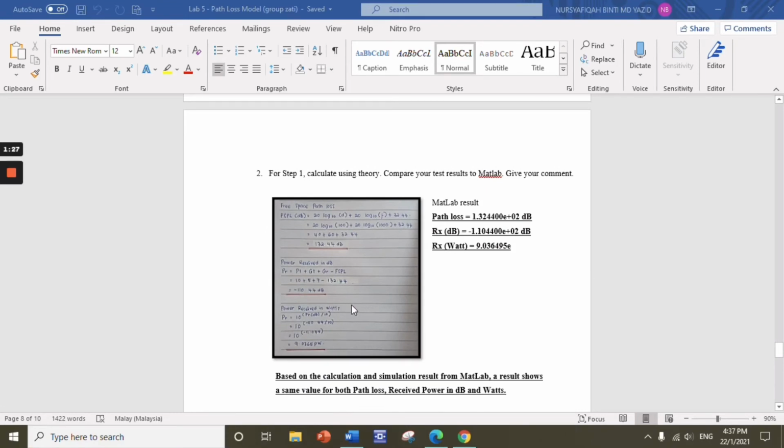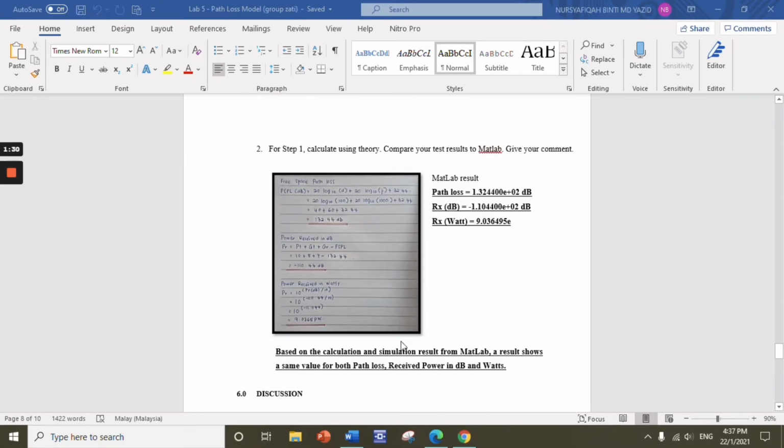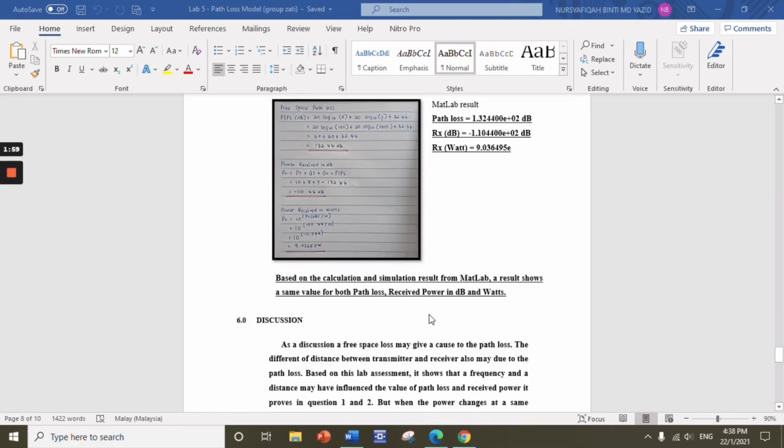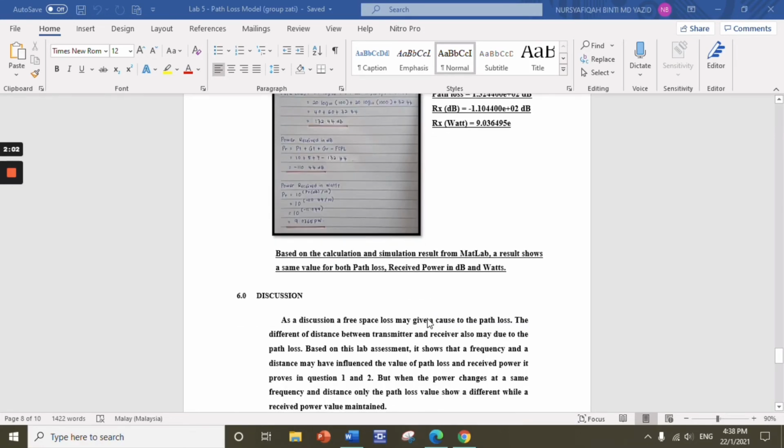For question 2, we need to compare the test result to MATLAB. So this is the MATLAB result. We got the path loss is 1.32 dB. The Rx is negative 1.10, and the Rx is 9.03. Based on the calculation simulation result from MATLAB, the result shows the same value for both path loss and the received power in dB.